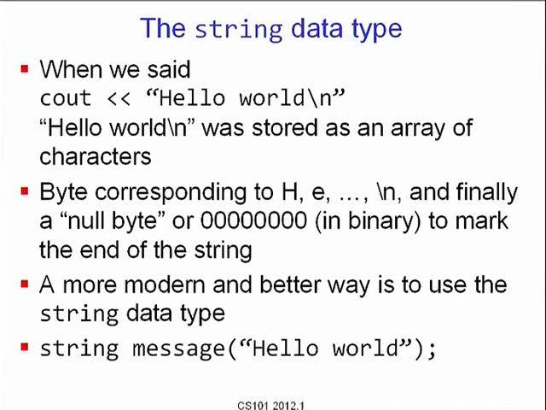And you declare that by saying string message hello world, or you can even do string message equal to hello world. Because old C and C++ had character arrays as legacy, the system was set up so that the new string class and the old character array class can interact relatively smoothly. So you can take an old quoted hello world and assign it to a string, and you can also get a character array back from the new string class.